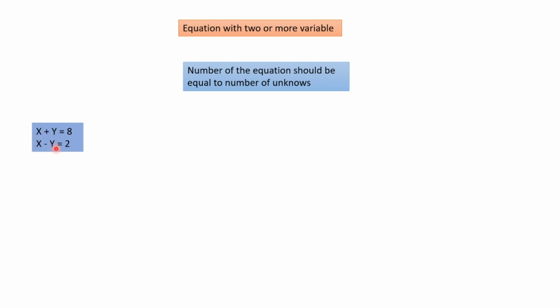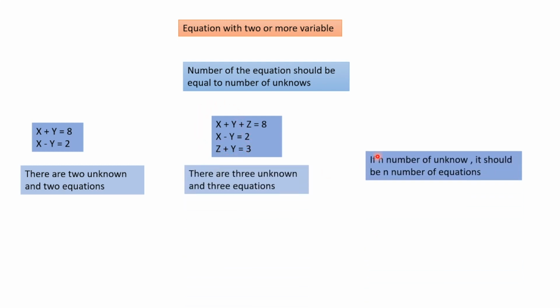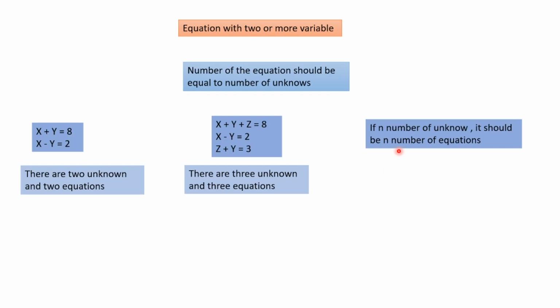Look at this. This system consists of two unknowns, and as you can see, there are two equations. Otherwise you can't solve this type of equation. Here there are two unknowns and two equations, and here three unknowns and three equations. If you have n unknowns, what are you supposed to do? It should be n equations. So the very first thing to get is that a simultaneous equation includes two or more variables, and the number of equations should be equal to the number of unknowns.